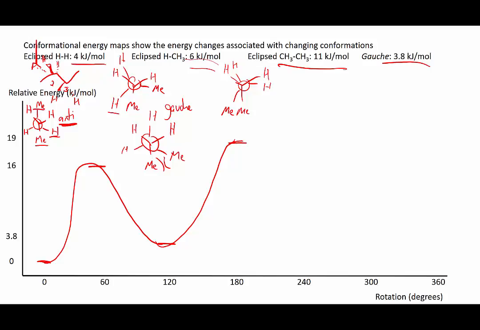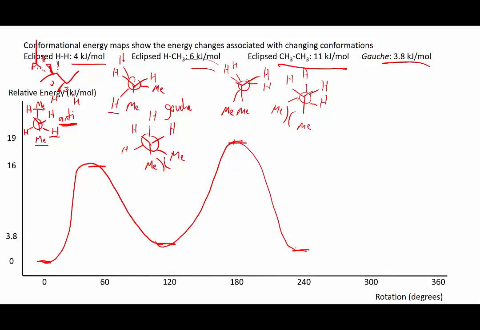Relaxing back down another 60 degrees, you should recognize we're going to go to one of the staggered conformations. Keep the front carbon the same. This methyl group will be here. Notice it's still gauche, but at least it's not eclipsed. That gauche interaction gives us a 3.8 kilojoule per mole energy difference.